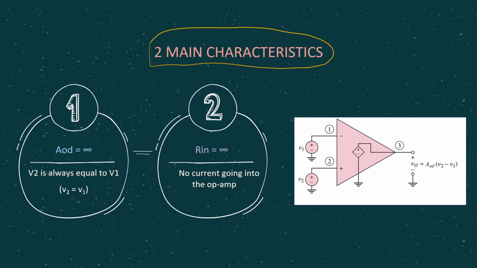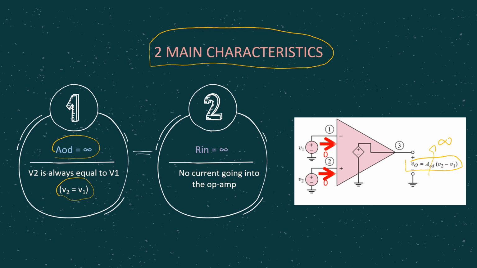For OPAMP, there are two main characteristics that you need to know. This is important. The first one is AOD should equal infinity. As you can see from this equation, you are going to get AOD equal to infinity when V2 equals V1. So that's why the first characteristic is V2 should always be equal to V1. Why? Because AOD is always infinity.